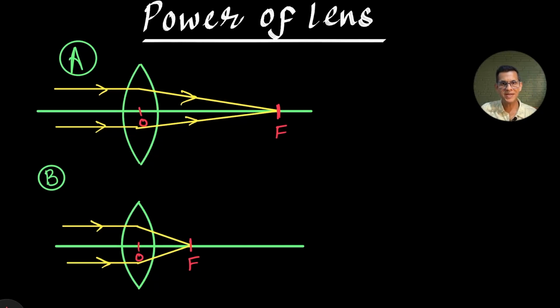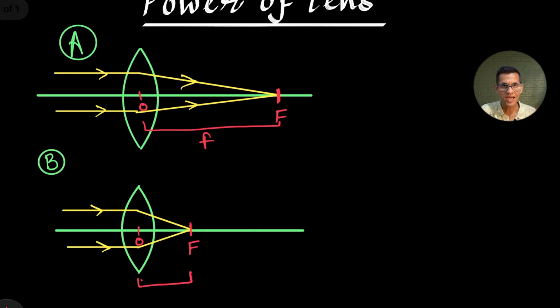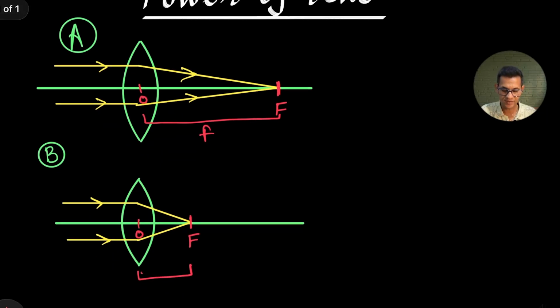Now, if you compare the bending of light rays happening in these 2 lenses, you will see that lens A is bending the light rays less as compared to lens B, and hence the light rays are meeting farther away from the optical center in lens A as compared to lens B, which also means lens A has a longer focal length, because the distance between O and F is the focal length, whereas lens B has a shorter focal length.